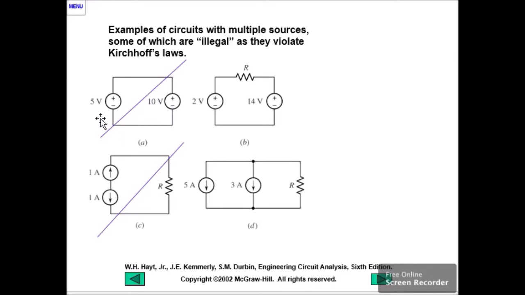Say I loop. How does KVL go? I sum all the voltages I pass through in the loop. Whatever terminal I enter, that's the sign I follow. So we have negative 5 plus 10 is equal to 0. Question: is negative 5 plus 10 equal to 0?